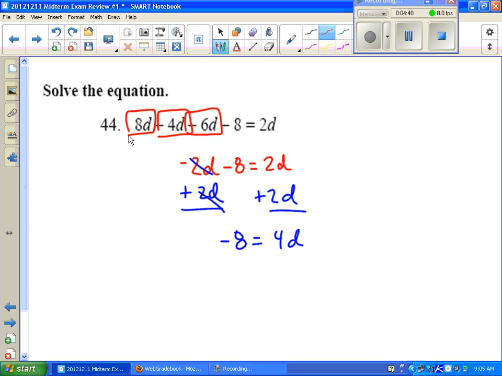Undo 4 times something by dividing by 4. You divide the right by 4. Make sure you divide the left by 4. Negative 8 divided by positive 4. A negative divided by positive is going to be a negative. 8 divided by 4 is 2. These two will cancel each other out, equals d. So d equals negative 2.